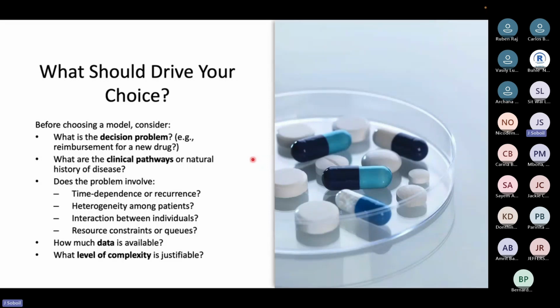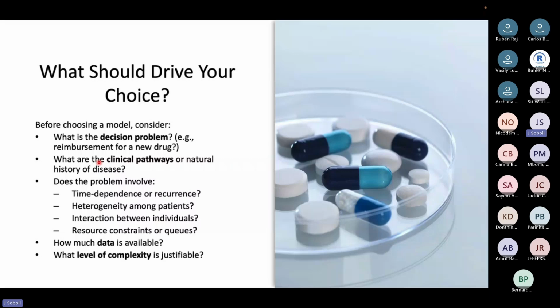And then I think probably the most important part is actually considering the clinical pathways or the clinical reality of the disease. So its natural history, how it functions. And before you even have an idea of the data that you may have or what your decision context is, understanding how the disease works and how best to reflect that in the model is probably the most important thing in my experience.